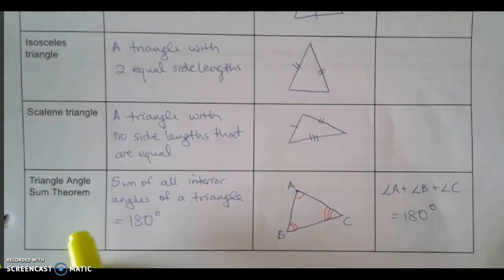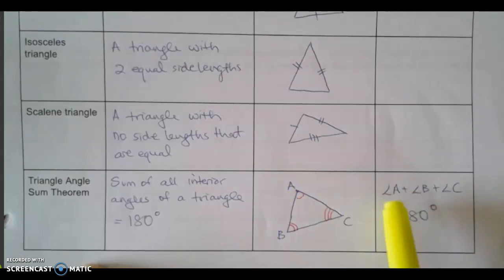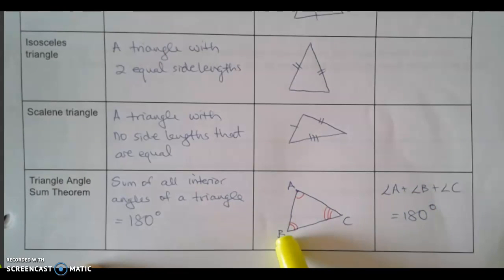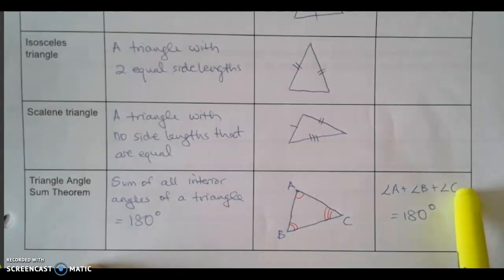And finally, the triangle angle sum theorem that they walked you through: the sum of all interior angles of a triangle is 180 degrees. That means angle A, the red marked angle, plus angle B, plus angle C is equal to 180 degrees.